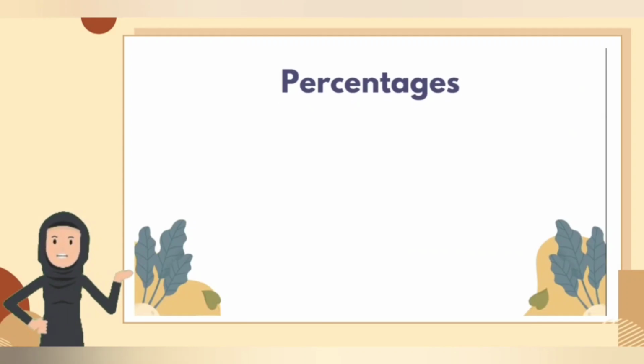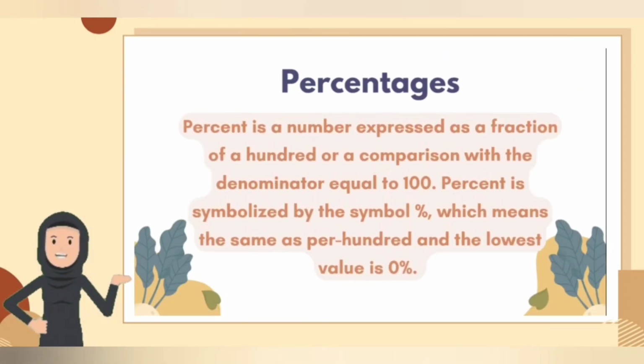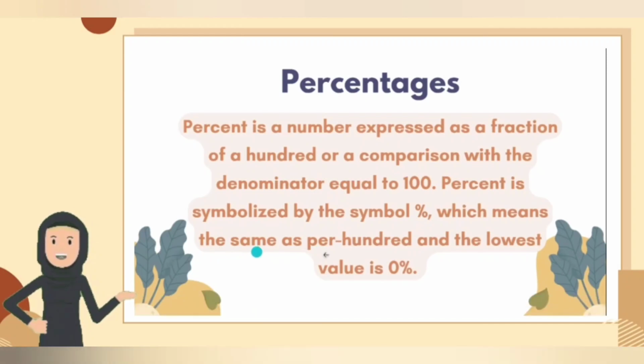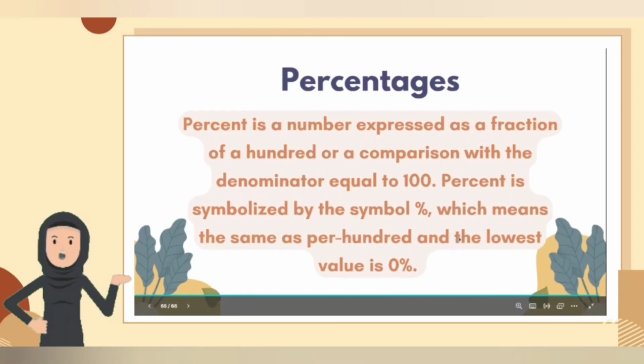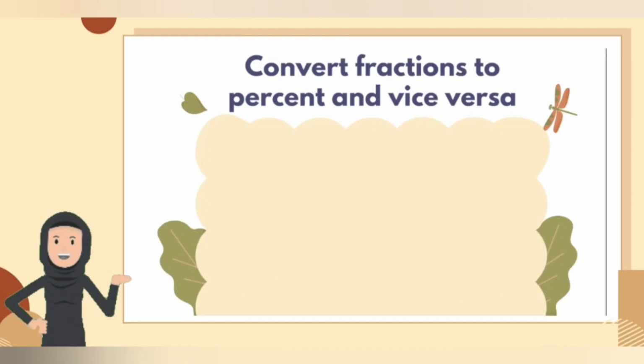Next, percentage. Percent is a number expressed as a fraction of 100, or a comparison with the denominator equal to 100. Percent is symbolized by the symbol %, which means per 100, and the lowest value is 0%. To better understand how to convert fractions into percentages or vice versa, pay attention to the following example.